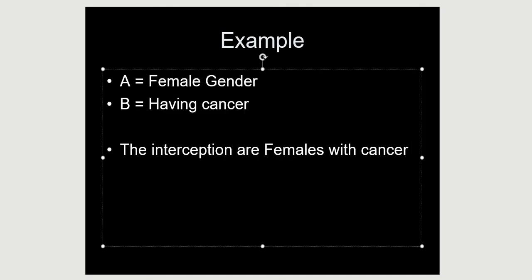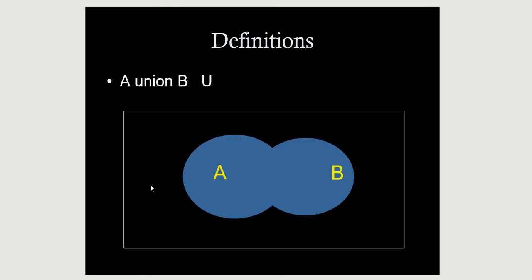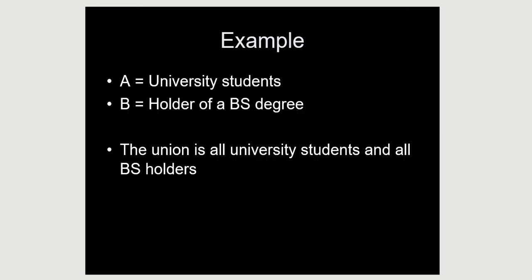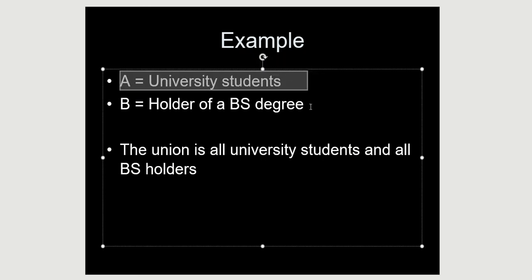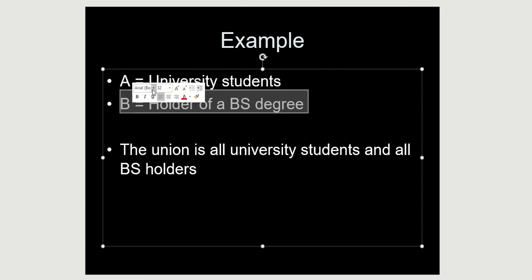Okay, so we continue with our definition. However, if you want to take all the A's and all the B's, so the success is A or B. So we talk about a union with a U like this, and we say it's A or B. If you meet either of the conditions, you are considered a success. And the example is university students or holders of a BS degree. So the union is all the university students or those holding a BS degree.